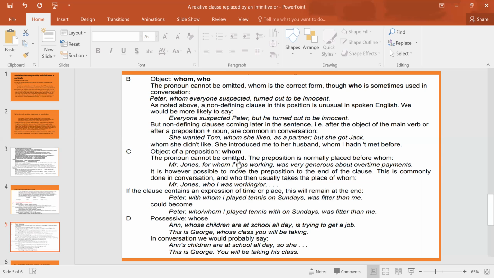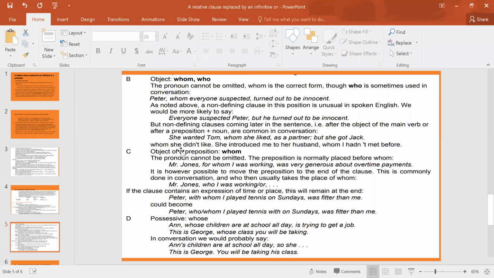She wanted Tom, whom she liked, as a partner, but she got Jack, whom she did not like. Oh sorry, this "whom she didn't like" is the end of the first example, all right. The first example starts from "she" and ends at "like". This is the end of the first example. So this is the next example: She introduced me to her husband, whom I hadn't met before. Right. This is the second example.